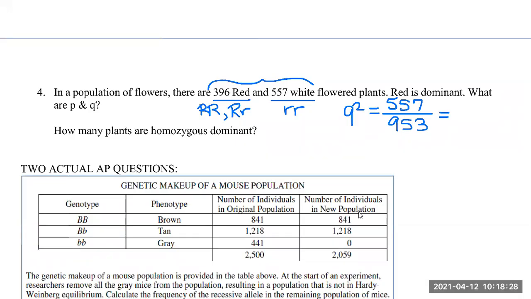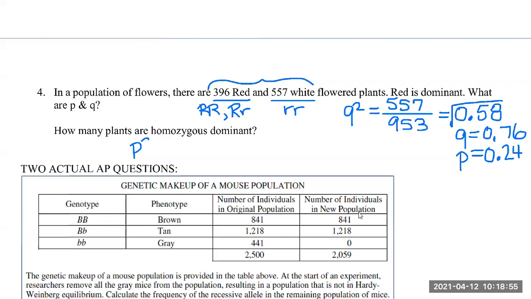So I'm going to keep everything to the hundredth place. So I get 0.058 for Q squared. If I take the square root of that, then Q is going to be 0.76. And since P plus Q is equal to 1, P is going to be 0.24. Okay, from there, they want to know how many plants are homozygous dominant.